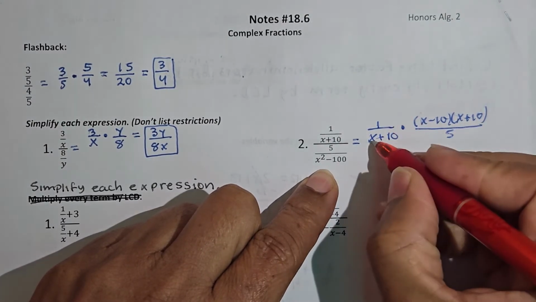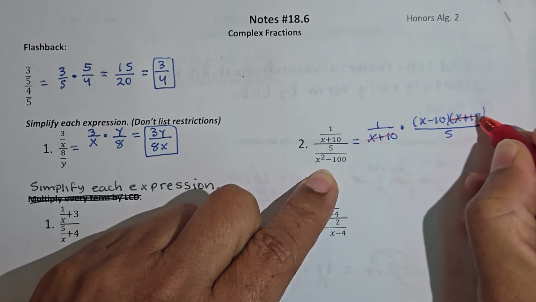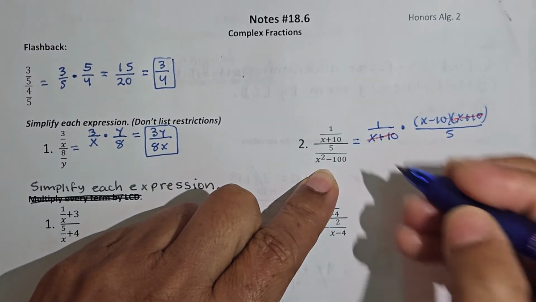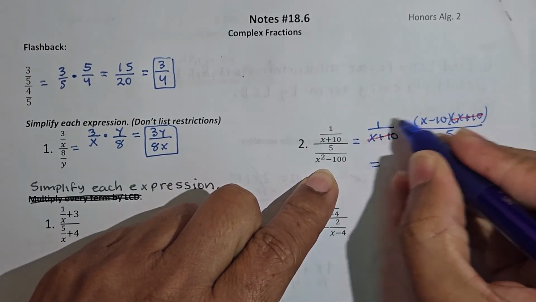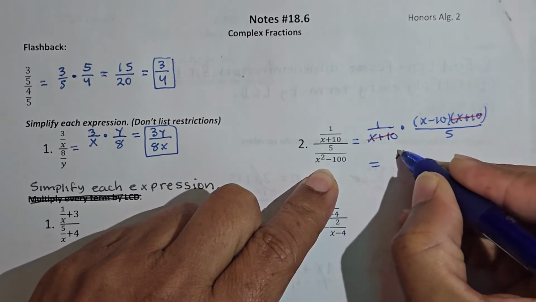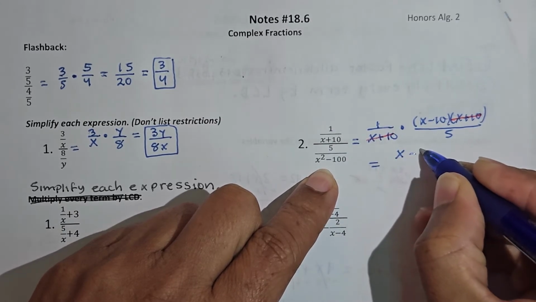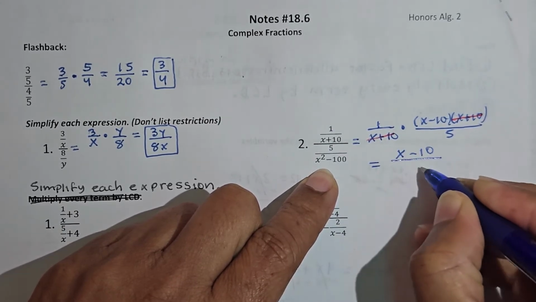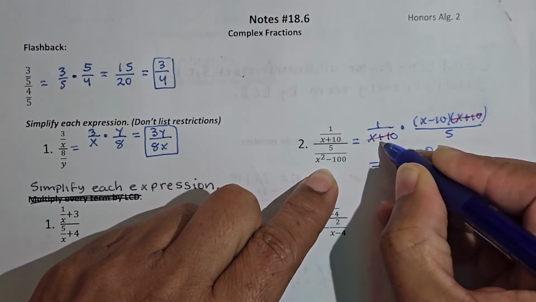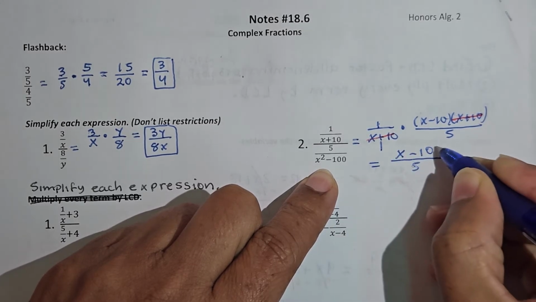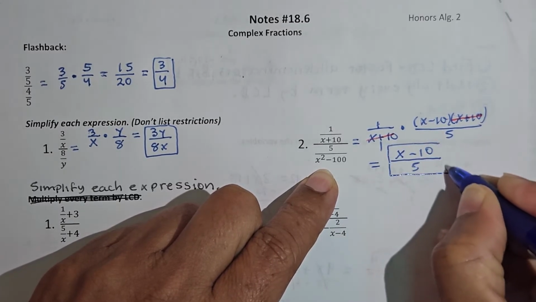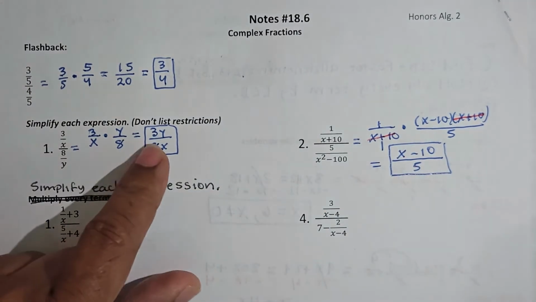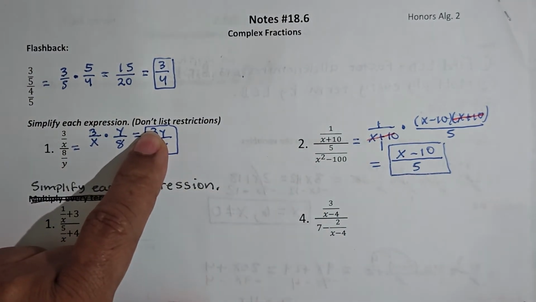But then I'm going to cross out x plus 10 and x plus 10 because we have that factor in common. So this simplifies to 1 times x, which is x, 1 times negative 10, that's minus 10, over 5. This became a 1, so you're just multiplying 1 times 5. So this is the final answer for this problem. Notice today we're not listing restrictions. Do not worry about restrictions for any of these problems today.